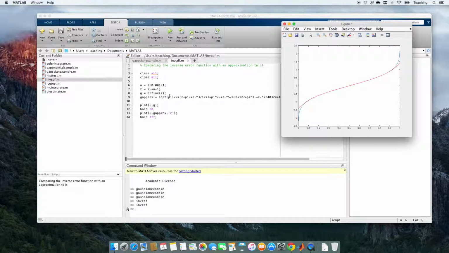Now, in the case of the Gaussian, it's a fairly long formula. In the case of other distributions, and the most notable of these is the exponential distribution, which we will see in the next video, those formulae can be significantly simpler. So this is a very important class of methods, the inverse CDF method, and you should try it out.